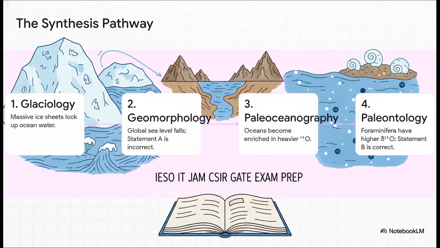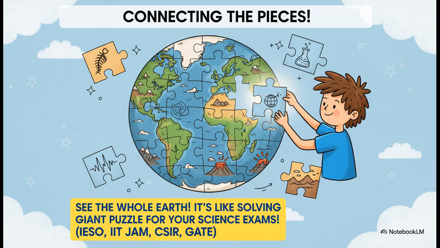Boom. You just used 4 different fields of earth science to solve one problem. And that, right there, is the secret. It's the key to acing these exams, and honestly, to really understanding our planet. It is not about just memorizing a million different facts. It's about seeing how they all connect. It's realizing that it's all one giant, amazing, interconnected system.